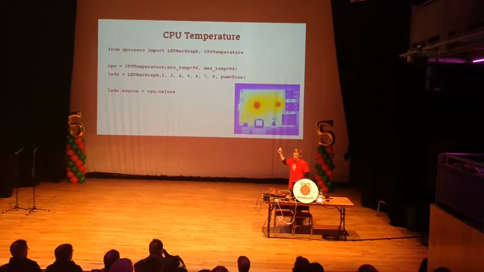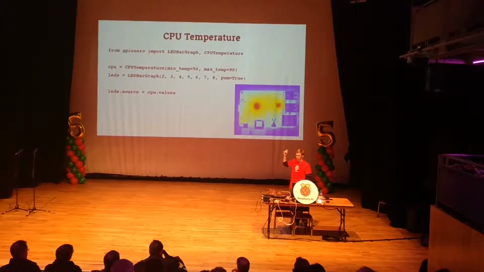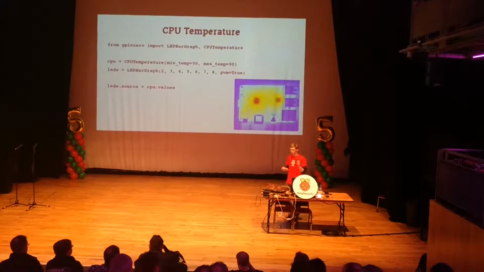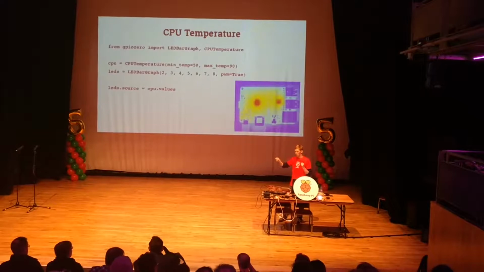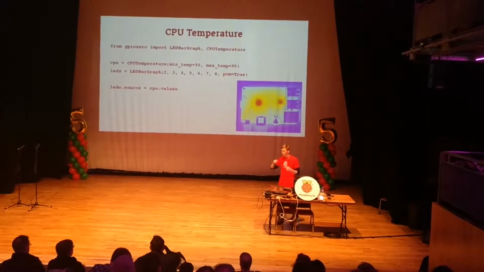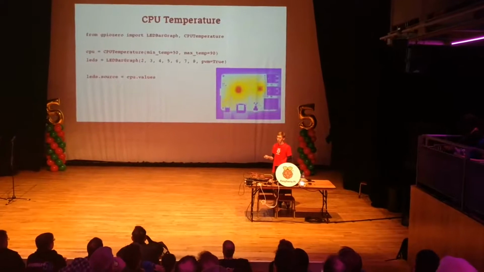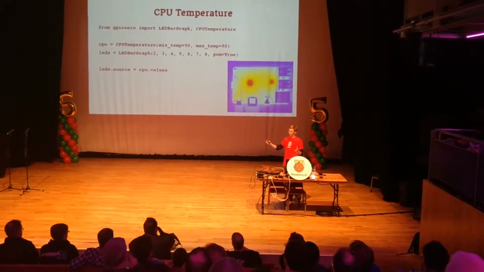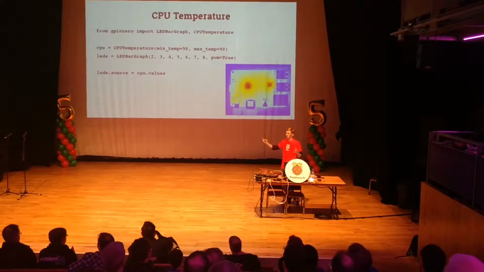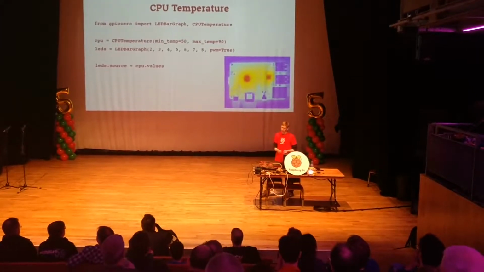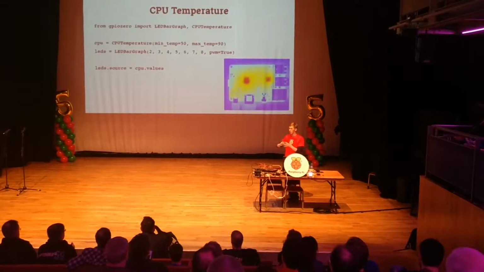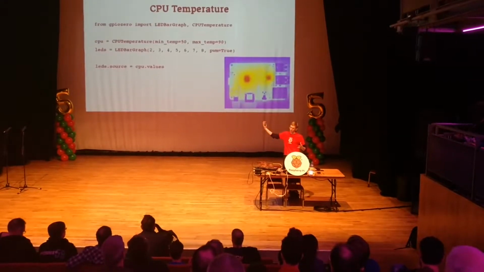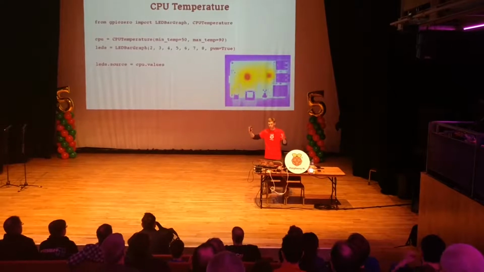Here I've set up CPU temperature so that its 0 value is when the temperature is at 50, and its 1 value, so its maximum value, is when the temperature is 90. So whenever you read the value of your CPU temperature, it will be some number between 0 and 1 according to wherever the temperature lies on that scale. Then I've said the source of the LED bar graph should equal CPU values, which means as the CPU temperature rises, the more LEDs get lit up. And if you hit a temperature of 90, all of the LEDs will be on.